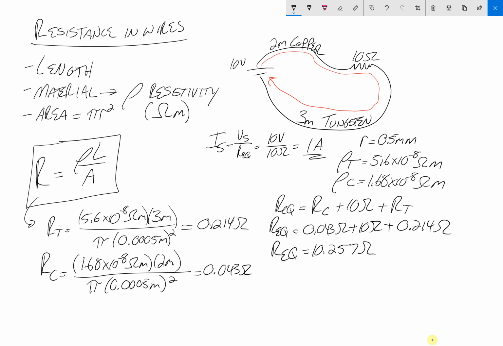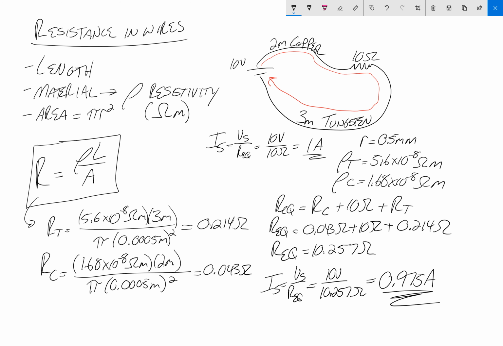So now if we really wanted to know how much current was flowing in the circuit, including the wires, we get that the current coming out of the source is the voltage of the source over R equivalent. And in this case, that's going to be 10 volts over R equivalent, which includes the wires now. And we get that it's 0.975 amps. So it's a little less than what we had expected originally, which would have been 1 amp.